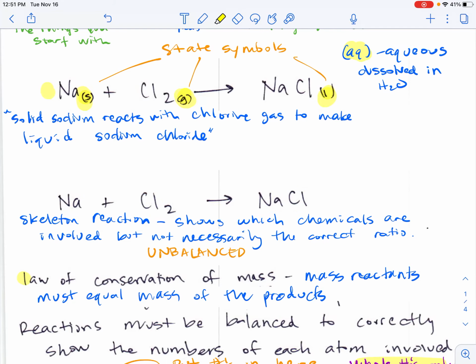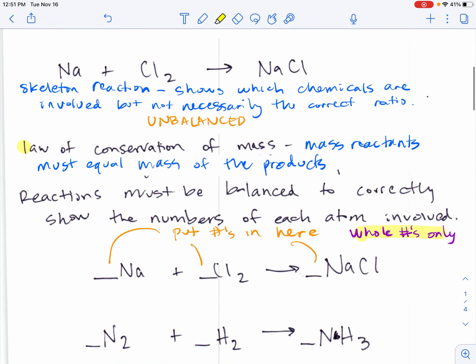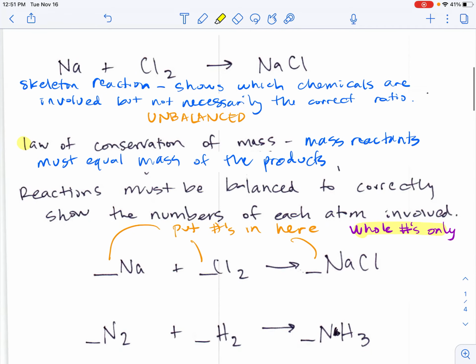Okay, so we put numbers in front to balance, like I've written here in orange. The only thing you can do when you balance is put numbers out in front of things that are written right here. You can only use whole numbers, and that's how you balance.